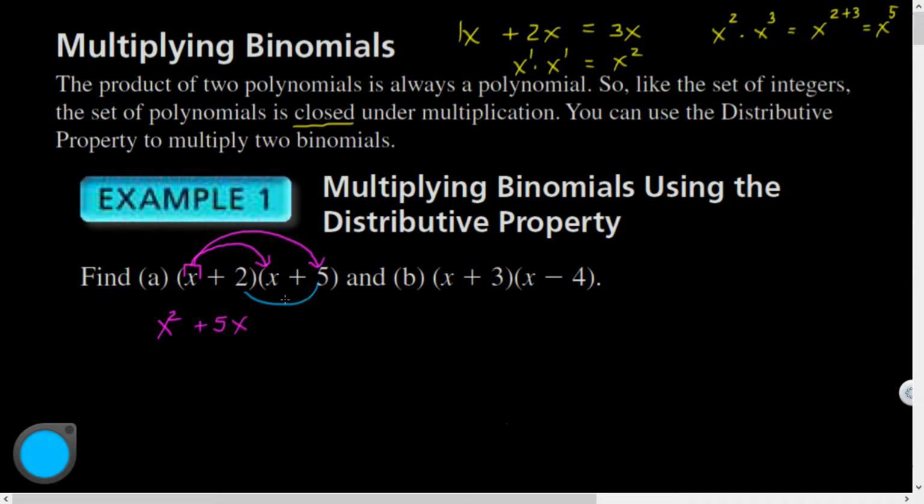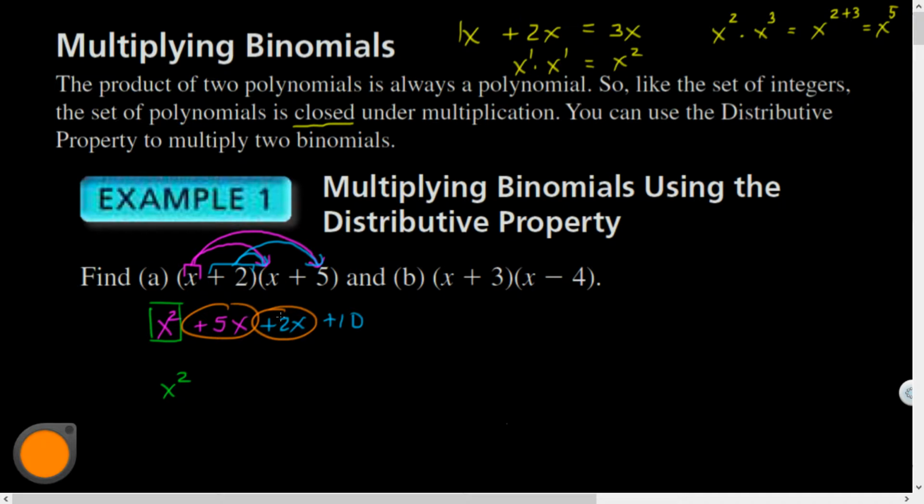It's up to you if you want to draw little arrows underneath, or you could draw them over. It doesn't matter. But this is a positive 2, so I'll multiply that. Positive 2 times x is plus 2x. And positive 2 times 5 is 10. And so now I've multiplied it. And now I've got to go through and combine like terms. All right, so x squared, there were no other squared, so x squared stays by itself.